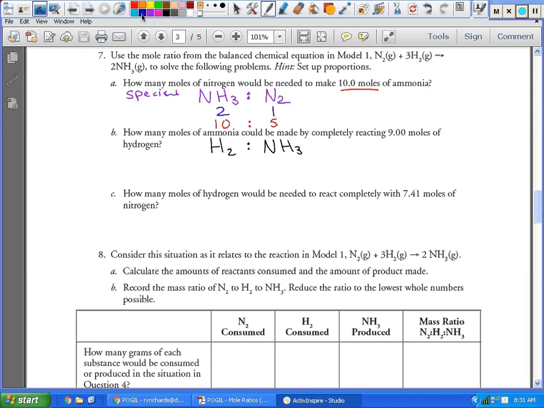Again, these are the species. Next are going to be your coefficients. And the last is going to be your ratios. All right, so what again was the coefficient for hydrogen and ammonia? 3 and 2, right? Now, this is going to be a little more challenging because you have to do a little more thinking, but it's still not terribly difficult. If I gave you 9 of those, how many moles of hydrogen would you have?